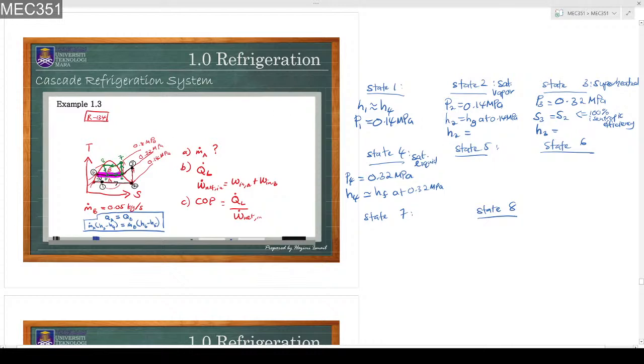Ni dekat state, ni dekat saya tanda lah. Nak bezakan A dengan B. Okay, ni dah habis. Okay, yang atas ni A, yang bawah ni B. Okay. Okay, state 5.